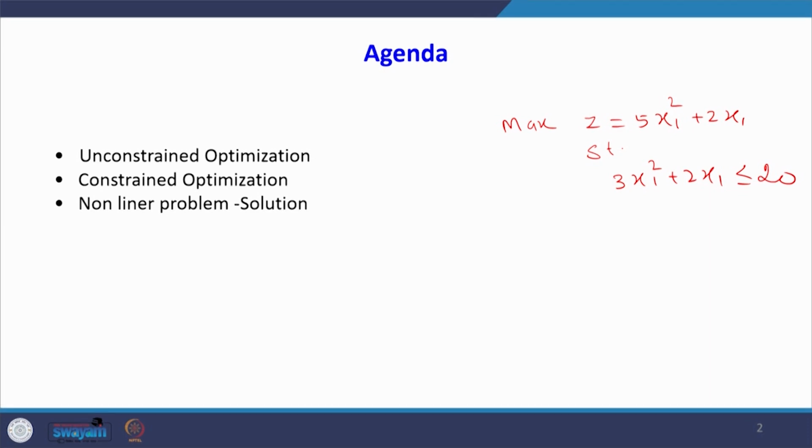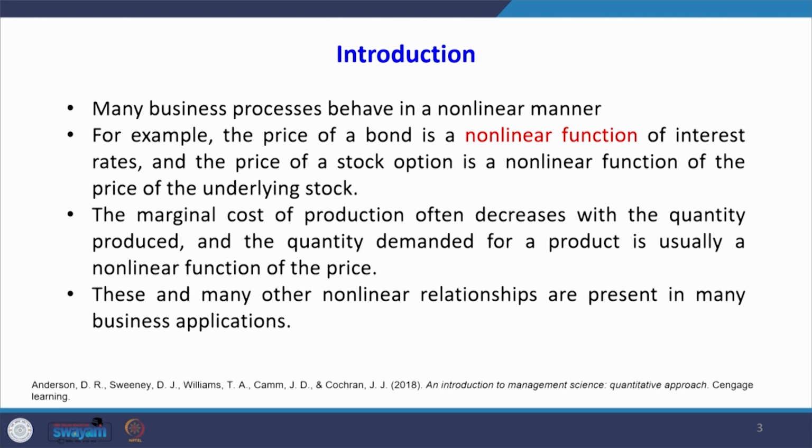In this lecture, I am going to explain what is unconstrained optimization, then constrained optimization, then I have taken a sample problem in a nonlinear context, and I have solved that with the help of Solver. Introduction. Many business processes behave in a nonlinear manner. So far the basic assumption for our linear programming model is that the objective function and the constraints should be in linear form, but that is not always the case.